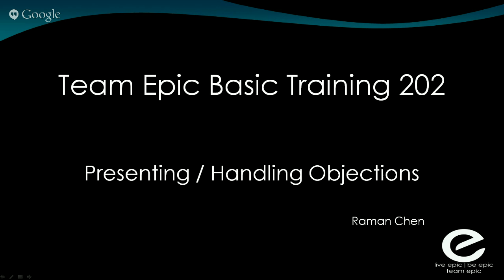Fantastic. Can everyone hear me? Awesome. So yeah, this is going to be part two of the three-part training series. Last week we talked a lot about the prospecting process and how to actually invite someone. And so this is going to be basic training 202, second module of level 2 training, where we move on into what to do once you get somebody there.